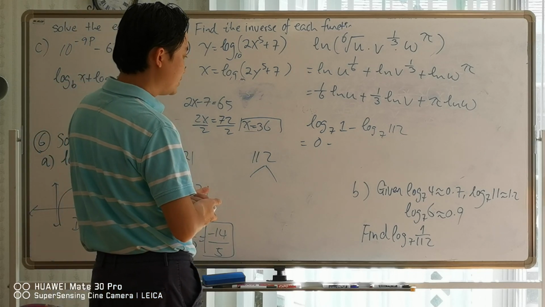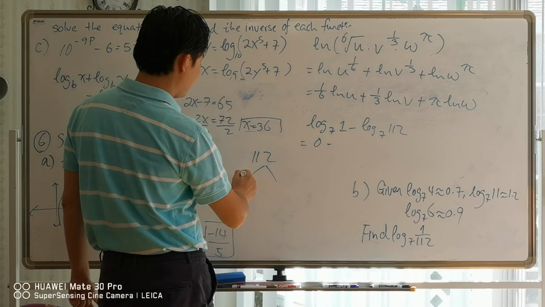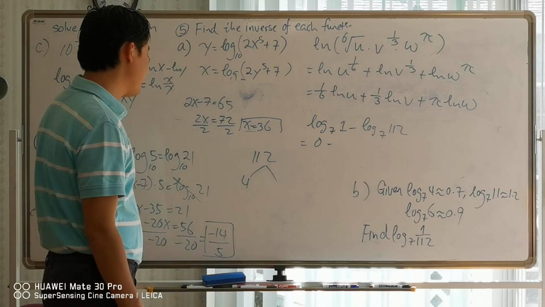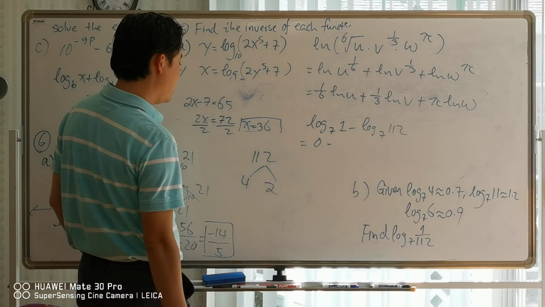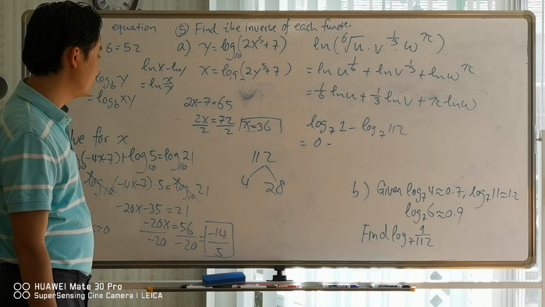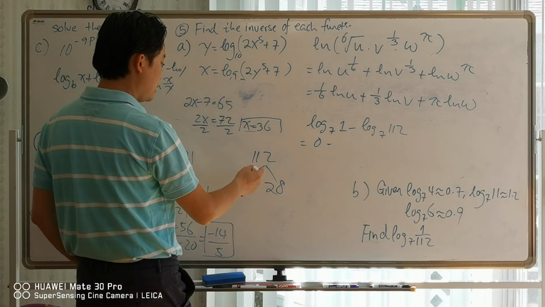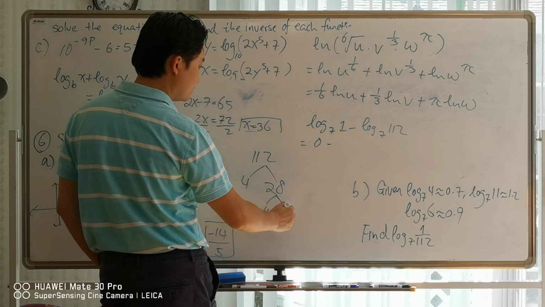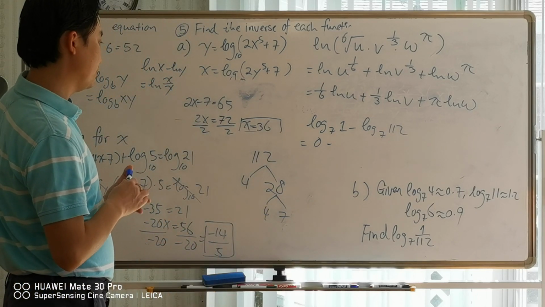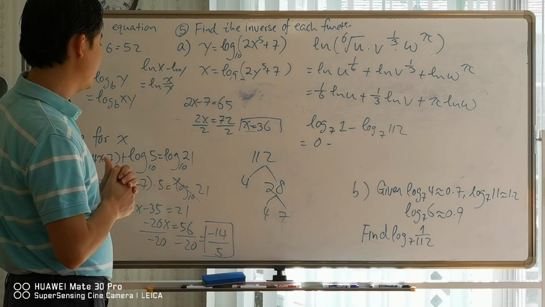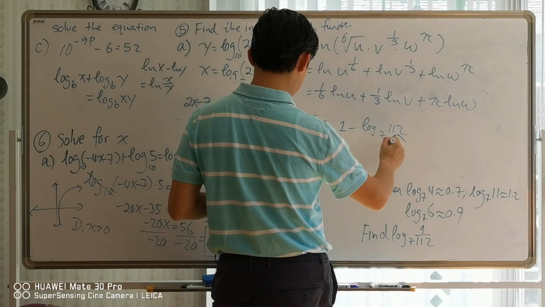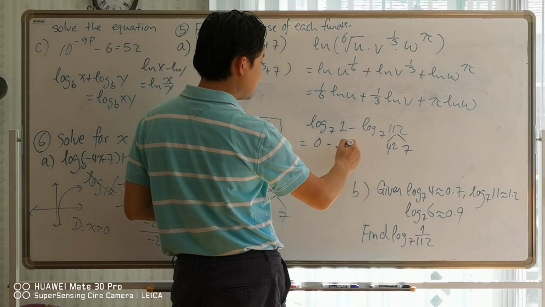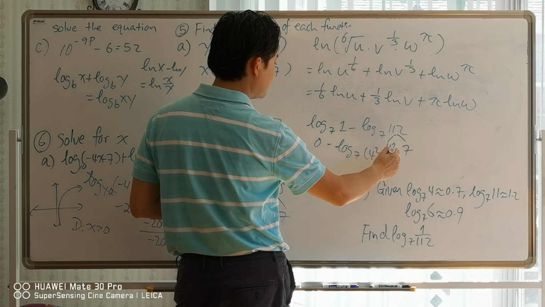Okay, 112. Let's try to break it apart. This one is divisible by 4. 4 times what? 28. So that's 112: 4 times 8 is 32, 4 times 2 is 8, plus 3, 112. And now 28 we can break apart as 4 and 7. So now this can be written as 4 squared times 7, in other words log base 7 of 4 squared times 7.